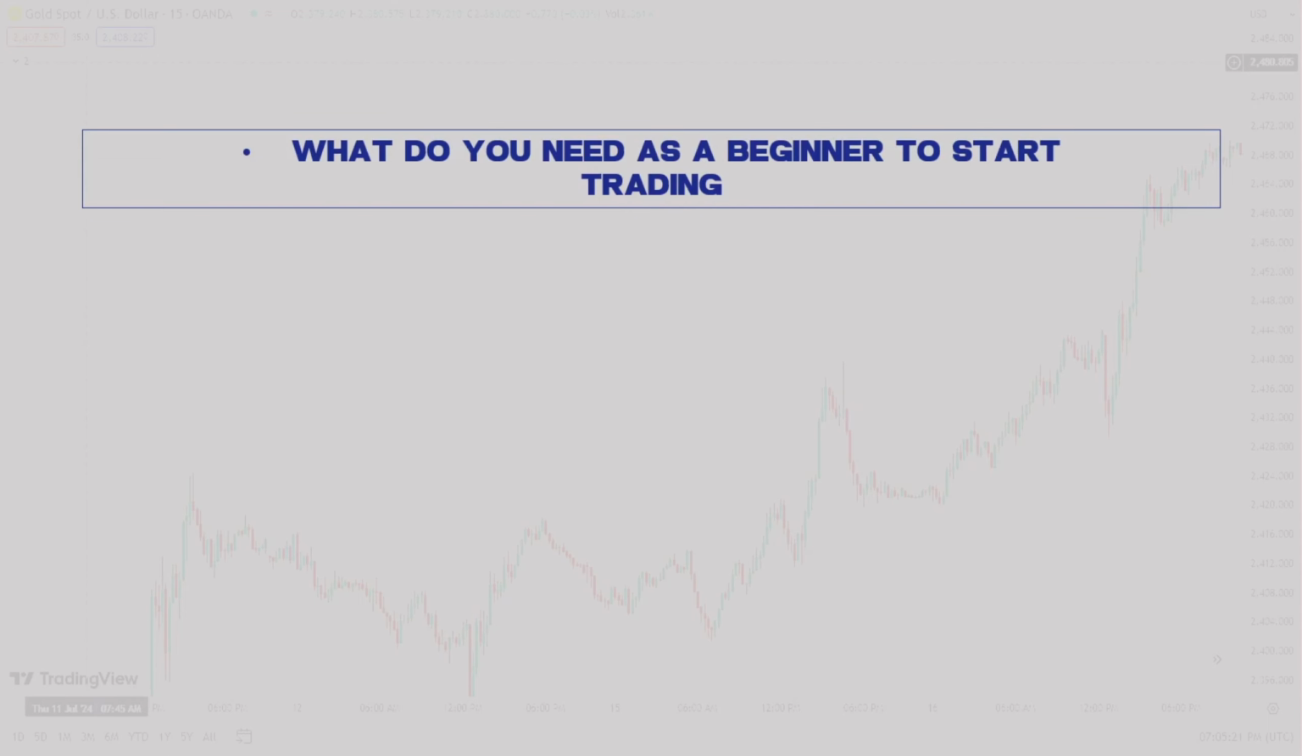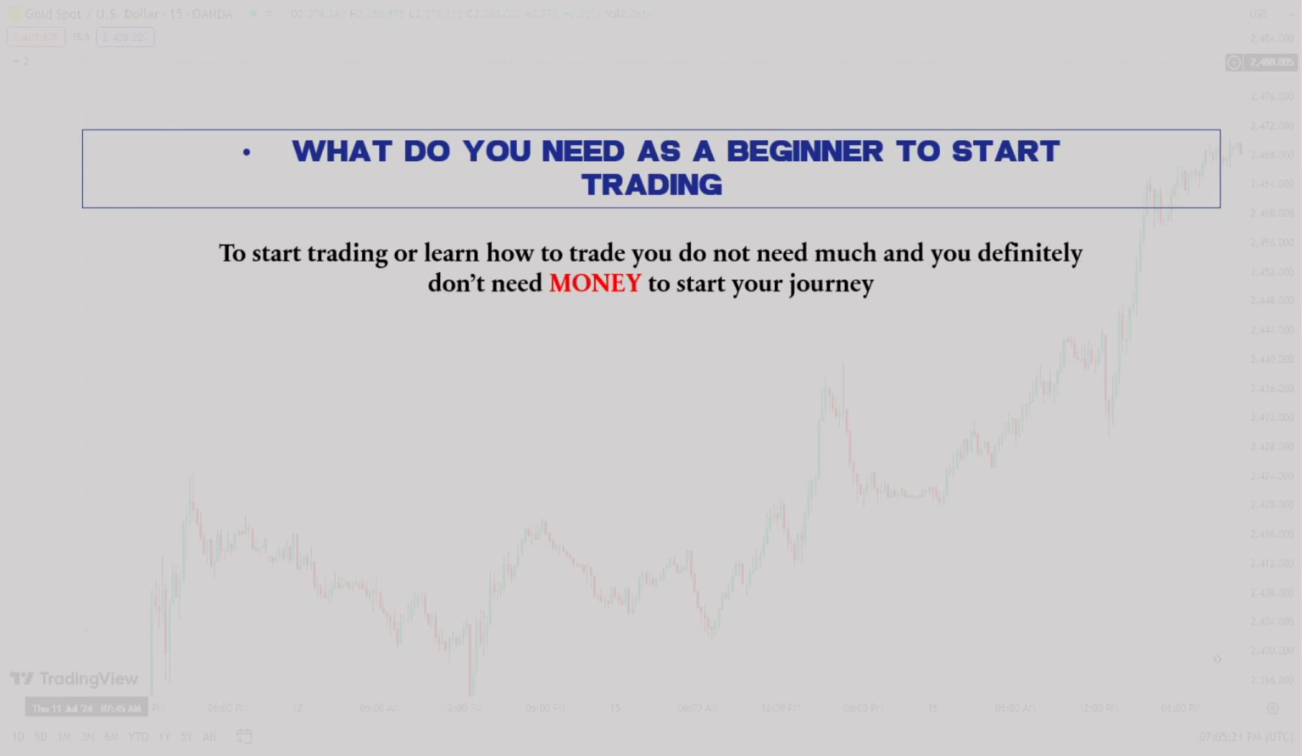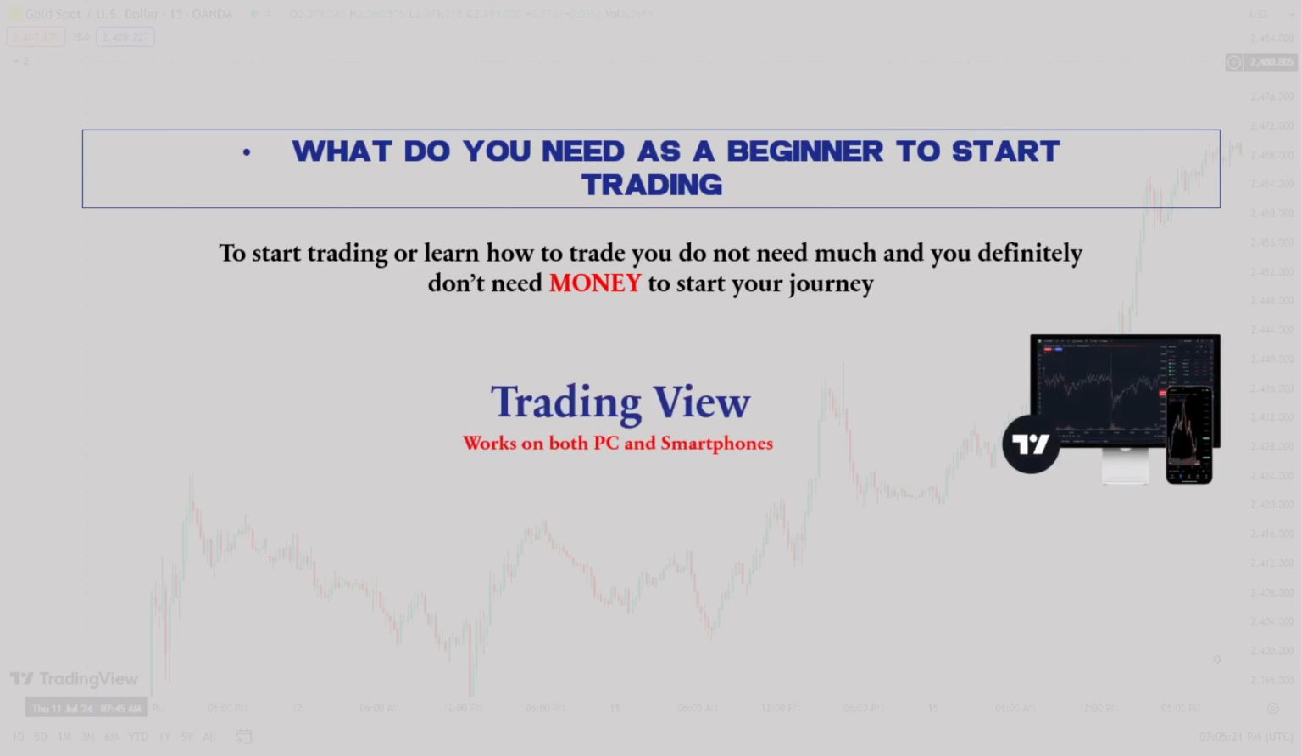Now, what do you need as a beginner to start trading? I know some of you have already had things buzzing in your mind. What do I need to start trading? Do I need this amount of money? Do I need this? Do I need that? Now, I can assure you that to start trading or learn how to trade, you don't need much. You just need a few things, right? And you definitely don't need money to start your trading journey.